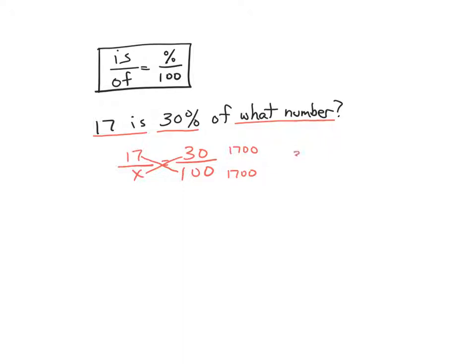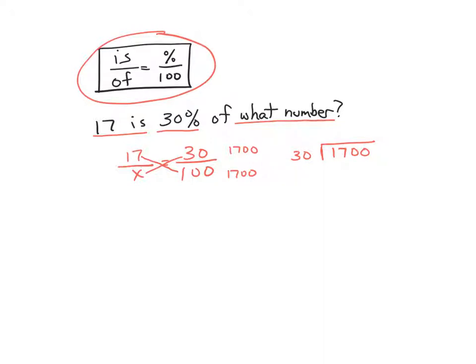So now I'm going to divide 1,700 by 30. One of the things I like about this section is that while you are doing this, once you understand the is over of equals percent over 100, you're being forced to go back and review some of this information that we talked about in the earlier math course.